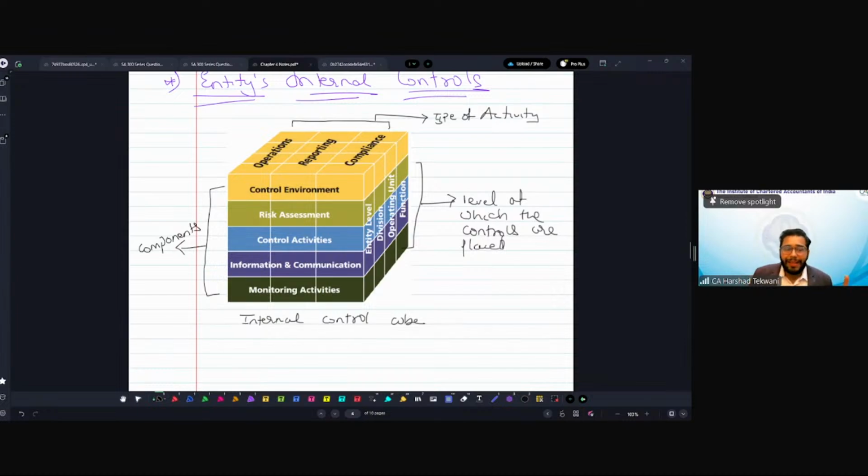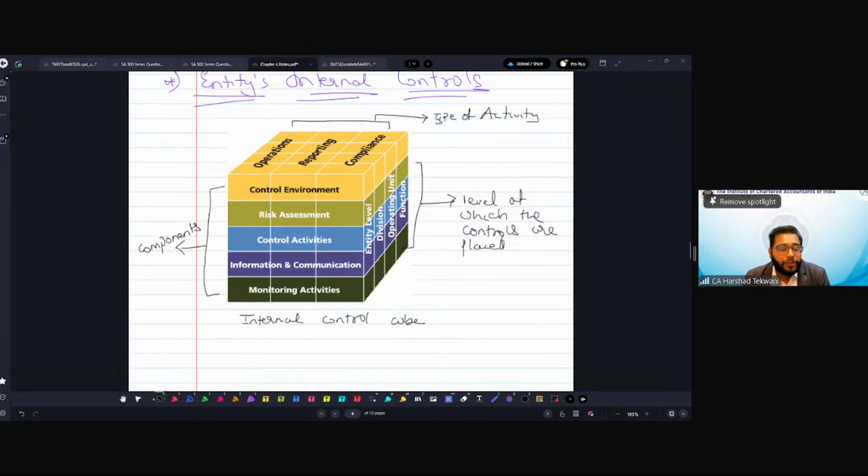Now we need to understand these components. In order to effectively assess the internal controls, we need to understand the components and we need to assess the component. So in order to assess the internal control, you need to assess the internal control at component level. So at each and every component level, I will understand whether the control is good or not.